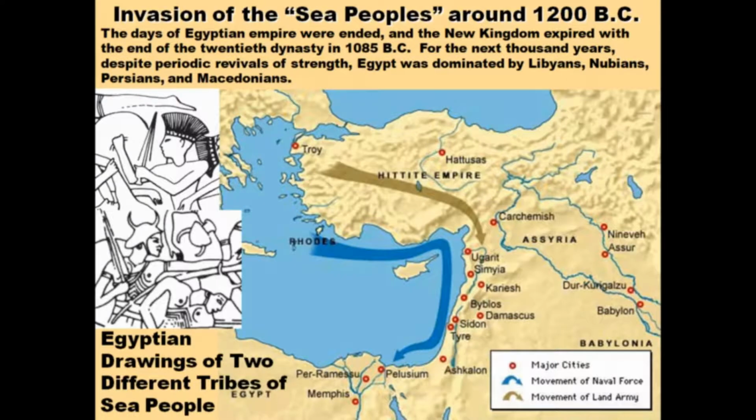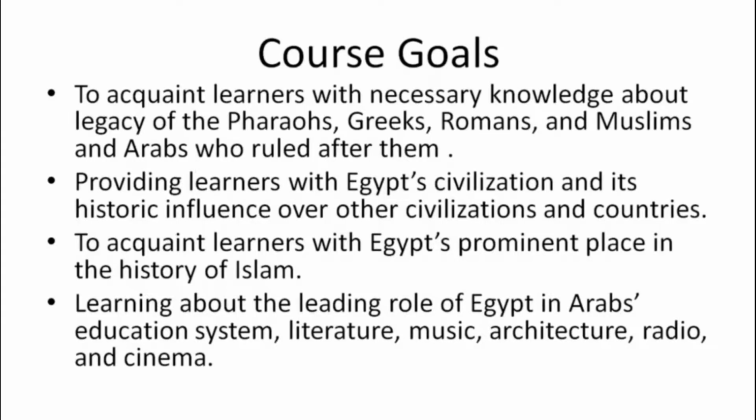Invasion of the Sea Peoples around 1200 BC. The days of the Egyptian empire were ended and the New Kingdom expired with the end of the 20th dynasty in 1085 BC. For the next 1000 years, despite periodic revivals of strength, Egypt was dominated by Libyans, Nubians, Persians, and Macedonians.